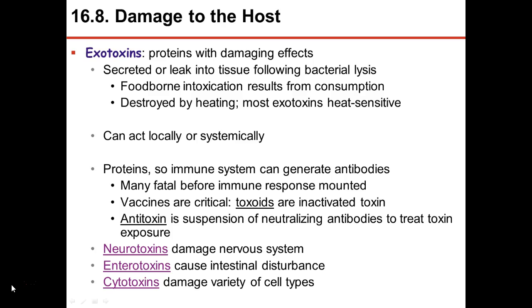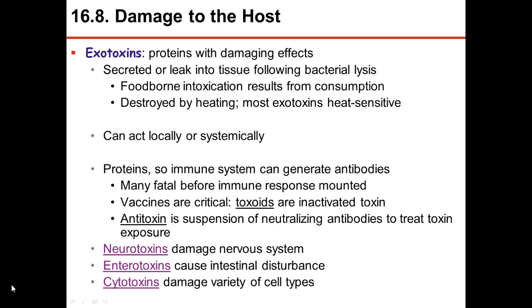And that's going to be the biggest issue here, that many of these are fatal before the immune response can get mounted. You remember, in order for a full immune response, it takes anywhere up to 2 weeks. And if you have toxins being produced that are actively damaging at that moment, you don't have time to wait for 2 weeks for a strong antibody response. So this is why vaccines are critical. A lot of these toxin secreting bacteria, there are vaccines available for. And so this is the route that we always want to take.